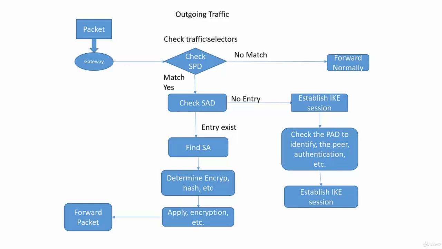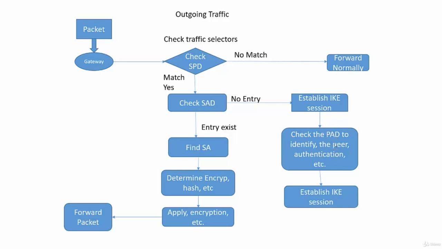If there is a match, the firewall is going to check the Security Association Database to determine if there is already a security association with the remote peer. If there is no security association, the firewall is going to trigger an IKE session running through Phase 1 and Phase 2. To achieve this goal, it will check the Peer Authorization Database to determine the peer information. The Peer Authorization Database contains information about the peer IP address, what type of authentication is used, as well as what encryption and hashing should be negotiated. And then it's going to establish the IKE session with that remote firewall.